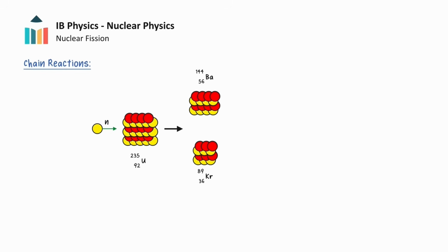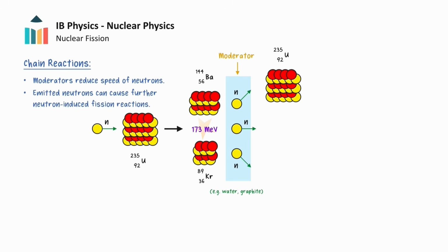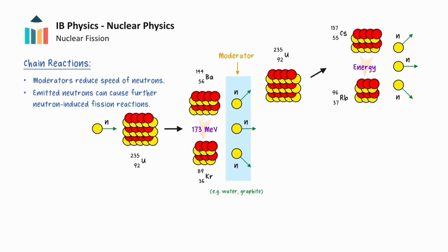Notice how this particular neutron-induced fission of uranium-235 releases around 173 MeV of energy and emits 3 fast-moving neutrons. These speeds are usually too fast to induce further fission, so a material called a moderator is used to reduce the speed of these neutrons. Materials commonly used for moderators include water and graphite. When these neutrons are slowed down, they are more likely to induce further fission in other nuclei, thus releasing more energy and more neutrons. But some of these emitted neutrons may end up getting absorbed without causing fission, or move without interacting with any nuclei.